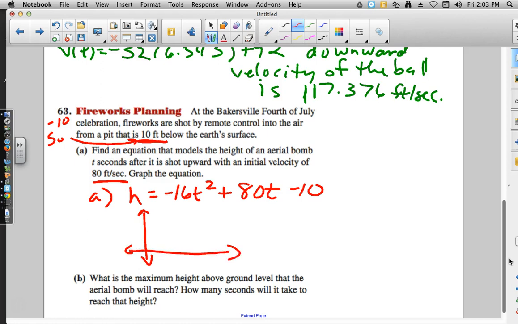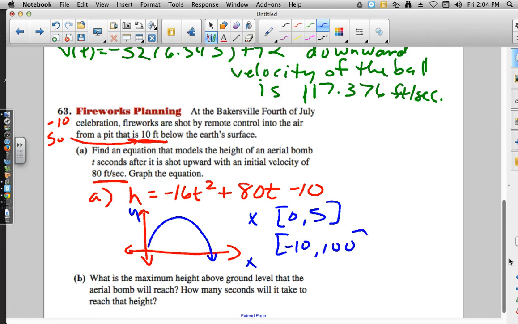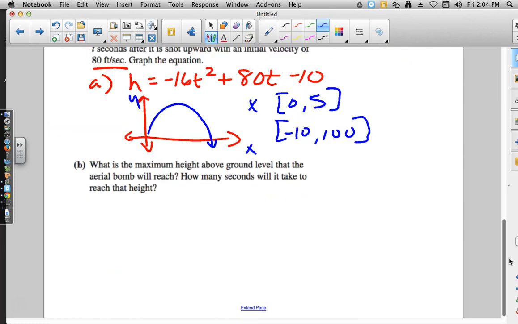So graphing this, we know we're going to see a quadratic. And their suggested window was that your x's be from 0 to 5, and your y's be from -10 to 100. But again, that may change depending on the view that you believe is going to give you everything that you need to see. So we have that, and then it says what is the maximum height above ground level that the aerial bomb will reach, and how many seconds will it take to reach that height. Those are the coordinates of the maximum.